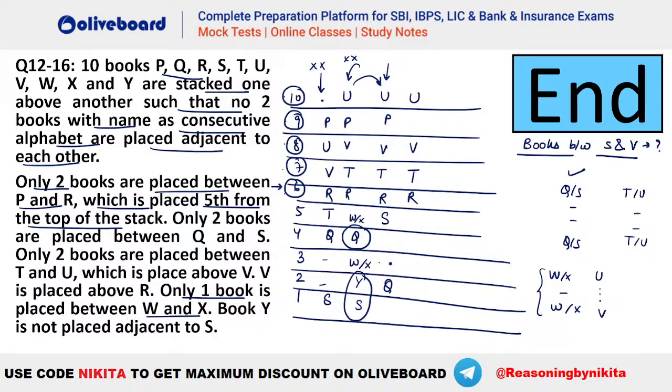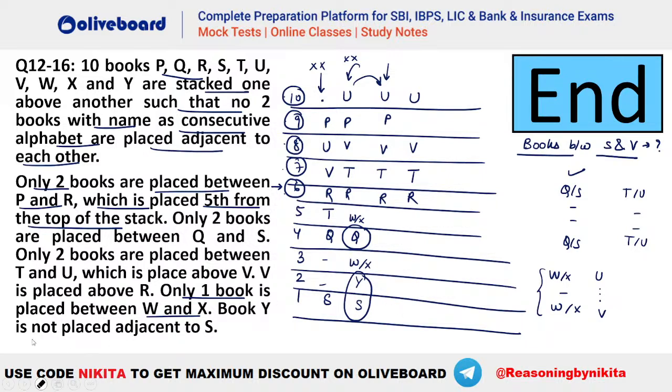And W and X have to be at a gap of 1. So W and X can be like this, and X and W can be like this. Again, you can see Y and S will be coming together. That means not a possibility here. So this is also invalid. Let's remove this. Again, you can see this is not a possibility because Y and S should not be consecutively placed.